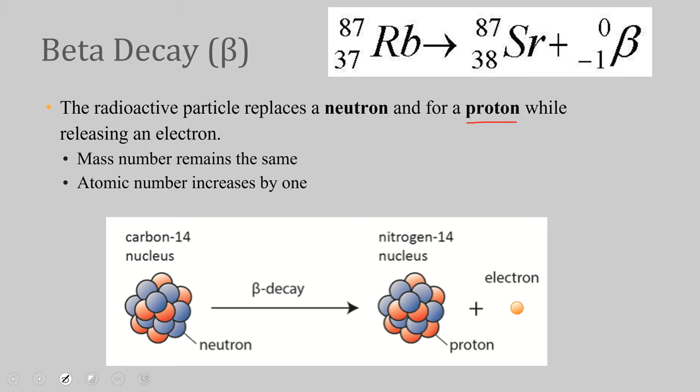So we've got our example up here, rubidium 87. We're going to get rid of this beta particle, which is essentially an electron. Electrons have negative charges. We also bring in a proton, so our atomic number increases. So that's why it's at 38 now, and that changes our element to strontium. So that's beta decay for you. Main thing you want to remember is that the mass number stays the same, and the atomic number increases by 1.